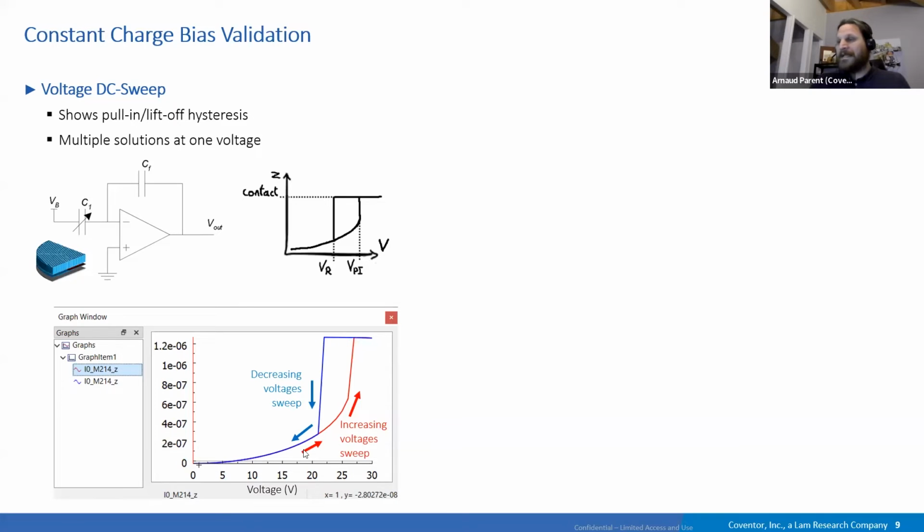You have a voltage, and something known happening in MEMS with an electrostatic plate capacitor. It depends on the direction of your voltage increase. If it's an increase or a decrease, you will see different voltages to go to contact or release from contact. So here the red curve is when you increase the voltage, and you will see the membrane moving up. Here it's the position of the membrane in microns, and here it's voltages.